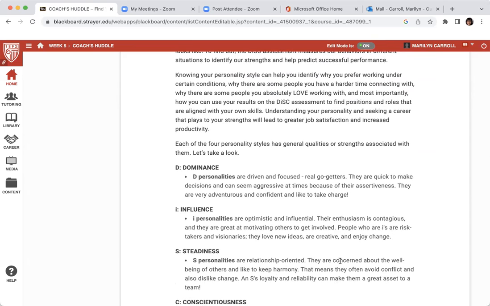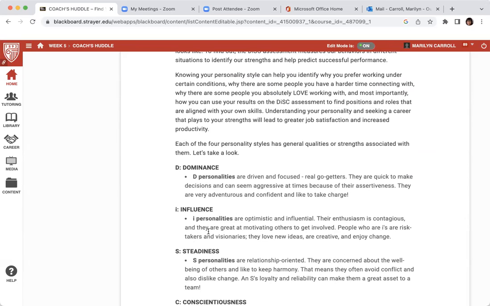So it goes through some dominance and really starts diving into some things. The D personalities are driven and focused. They're real go-getters. And some of you may already know that you're a real go-getter. They are quick to make decisions and can seem aggressive at times because of their assertiveness. They are very adventuresome and confident and like to take charge.